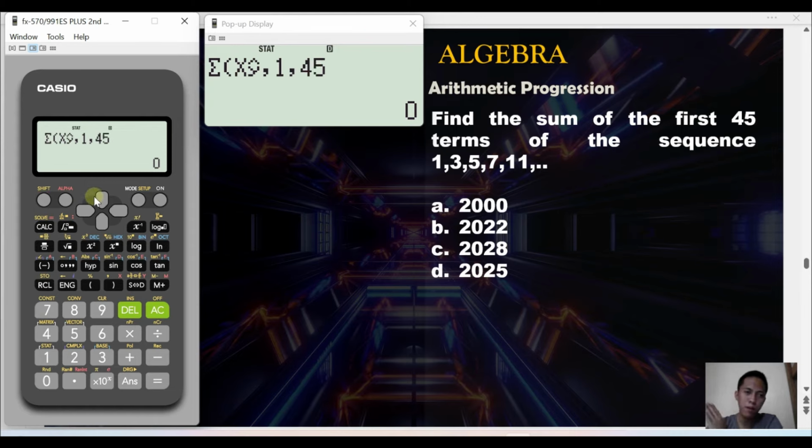So, remember this pattern guys. So, summation x, y hat. Then, dito lagay mo yung kung hanggang saan ka nagsasum. So, from the first term to 45th. So, comma, 1, comma, 45. So, equals lang natin. That gives you the sum, okay, of 2025. Okay, so that is letter D.